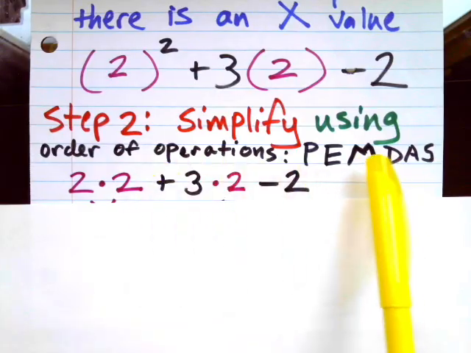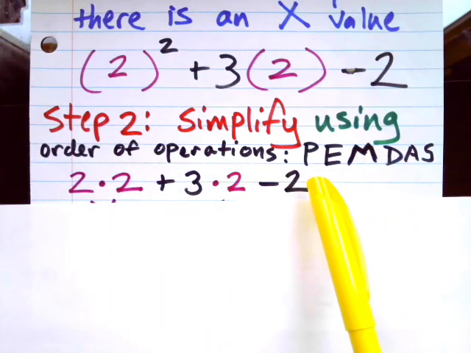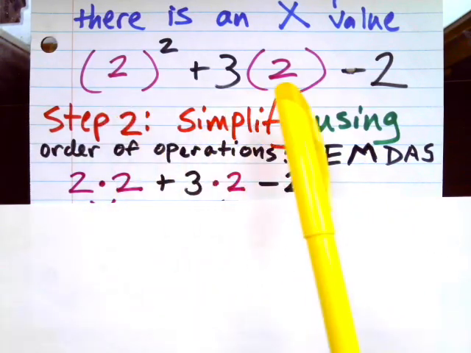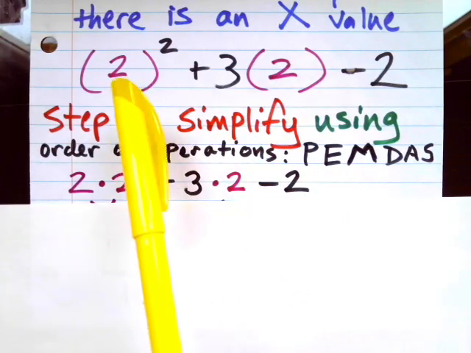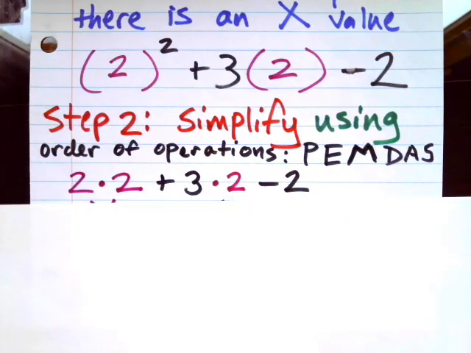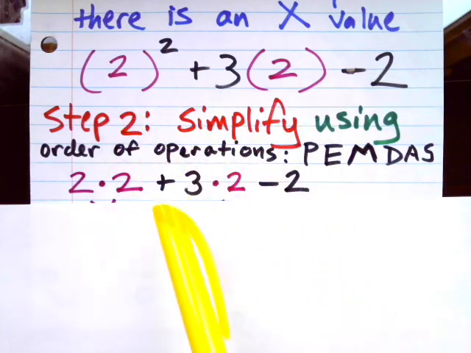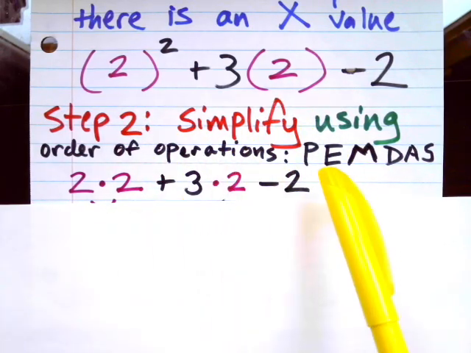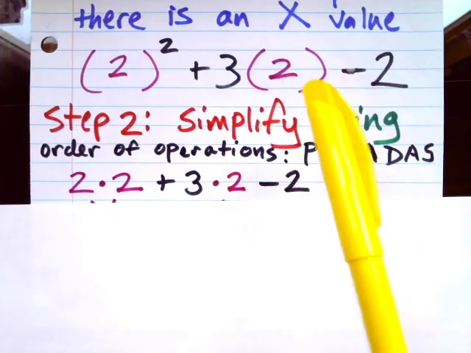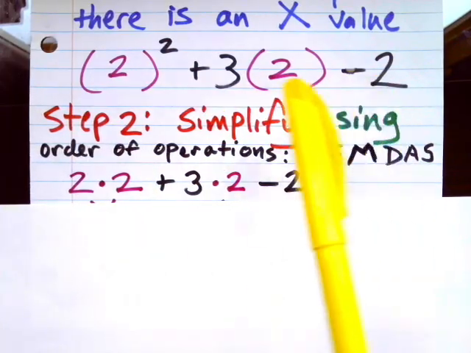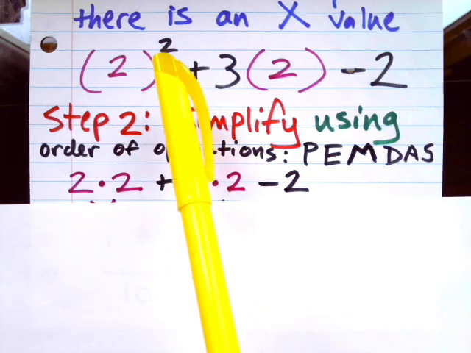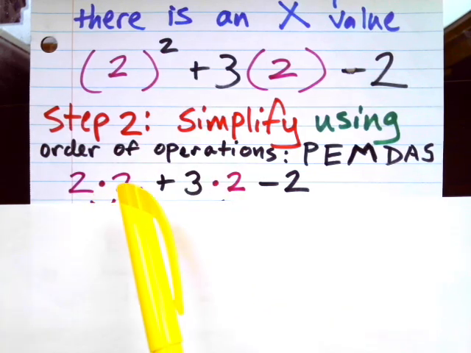Again, using PEMDAS, first we're going to focus on parentheses. We do have parentheses, but there's nothing inside these parentheses to simplify. They're just organizing these values of 2. So I move on to the next one, exponents. Do we have any exponents in this problem? Yeah, there's one here. 2 to the second power simply means 2 times 2.